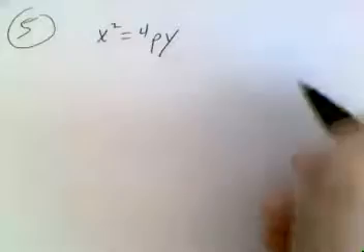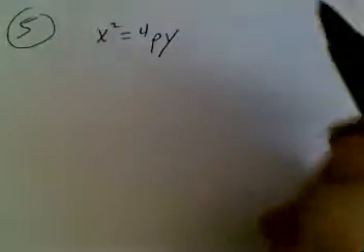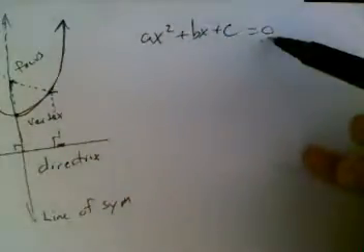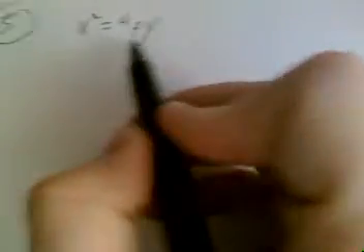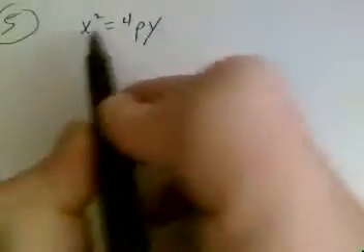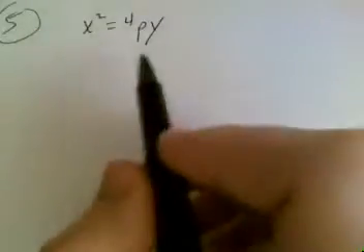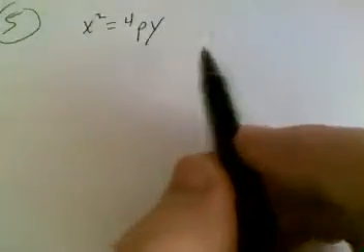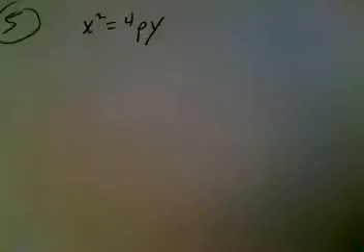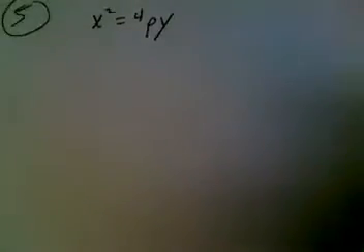times p times y. Now notice the difference between this and this. If I let this equal y, then I have y is equal to something in terms of x squared. Over here, I have 4 times p times y is equal to x squared. And then the question would be, what is that p value? Why would that be important at all?